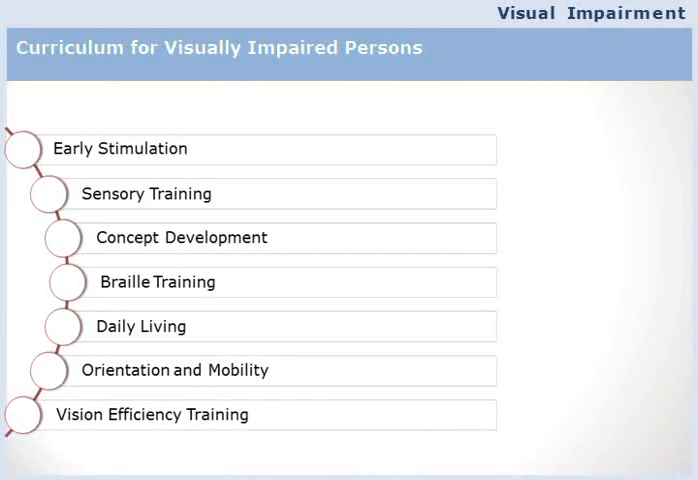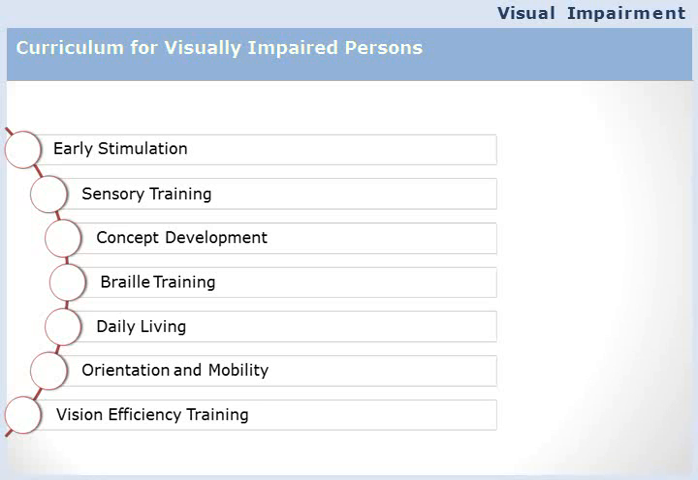A lot of effort has to be made in helping this child form his concepts about everyday life. We can give him a lot of real life experiences and use concrete aids, which will aid his understanding of various things in the environment. Learning of Braille is crucial for any visually impaired person, particularly a totally blind person.